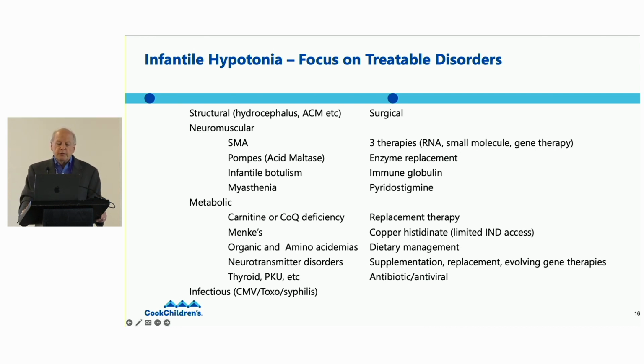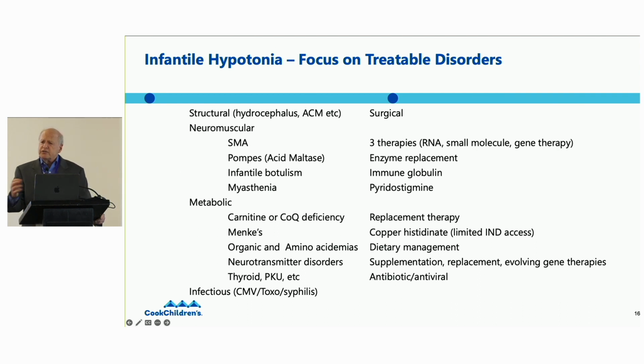Okay. From the neuromuscular standpoint, spinal muscular atrophy, Pompe's disease, which is acid maltase deficiency, infantile botulism, and neonatal myasthenia all have very, very specific treatments. And you don't want to miss these children, because you can make them better, and you run the risk of actually having a child pass away unnecessarily if we miss the diagnosis. So these are important. Then there are a whole slew of metabolic disorders.